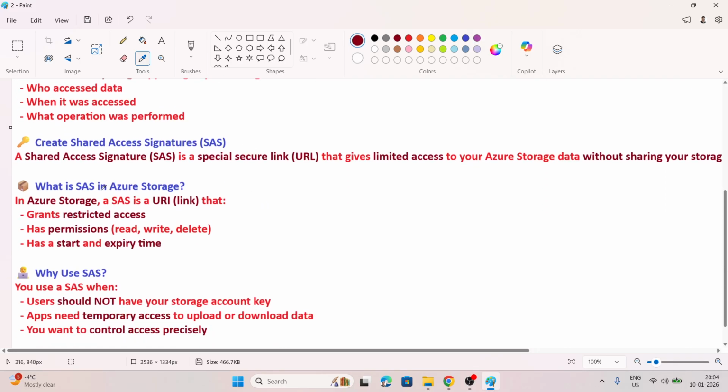Then what is SAS in Azure Storage? In Azure Storage, SAS is a URI link that grants restricted access, has permissions, and has a start and expiry date.